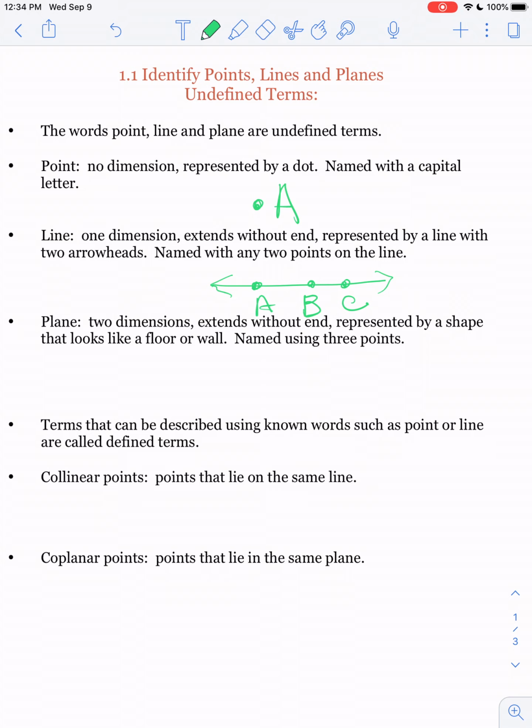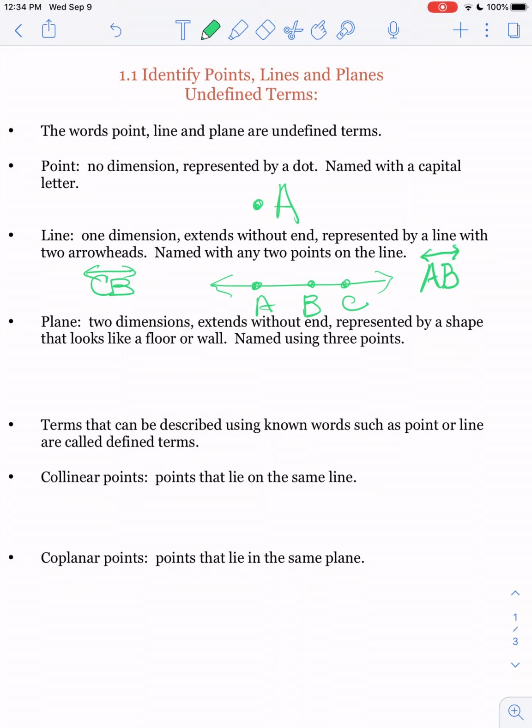And then the way we name that line is choose any 2 points in any order. We can call this line AB, 2 capital letters because they represent points. And we put a bar above it with arrowheads, and you read that line AB. Any 2 letters work, any order, doesn't matter. You can call this line CB if you want. We're all still talking about the same line.